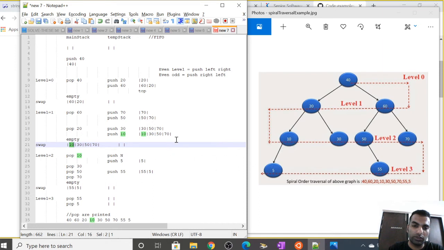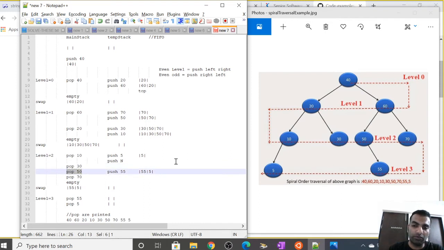So on the even level we will push left. Sorry for that, left is 5, so we will push 5 here, and right is null, so we will not push anything on null. So now we'll pop 30. Since 30 doesn't have any child, we will not push anything.